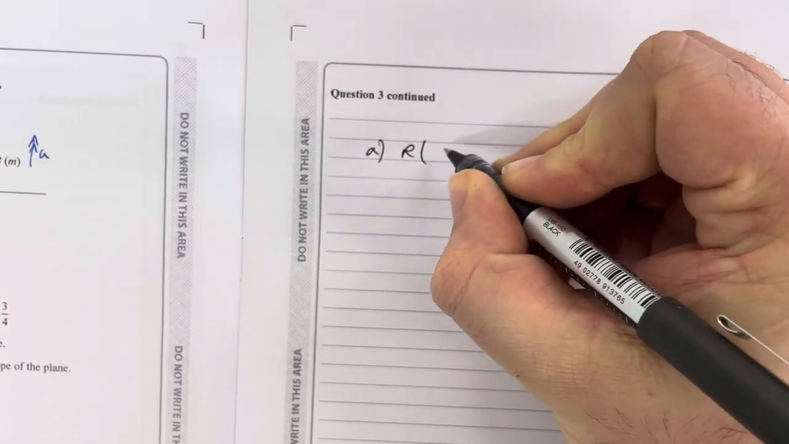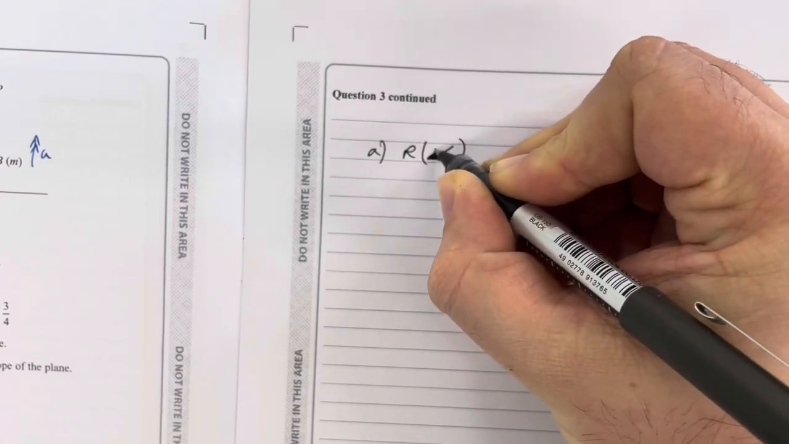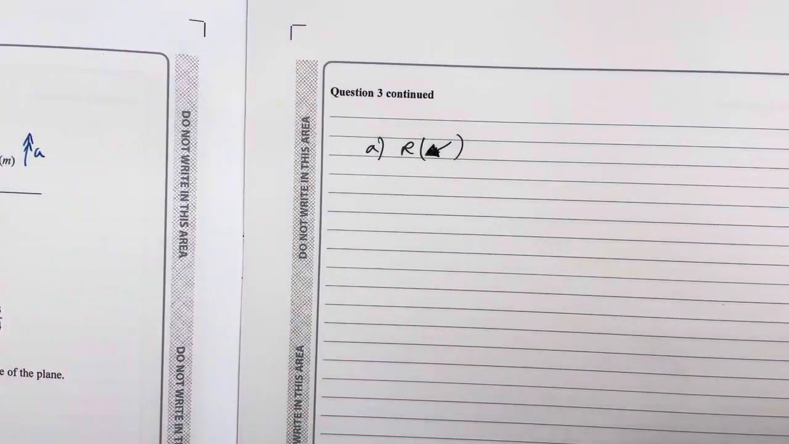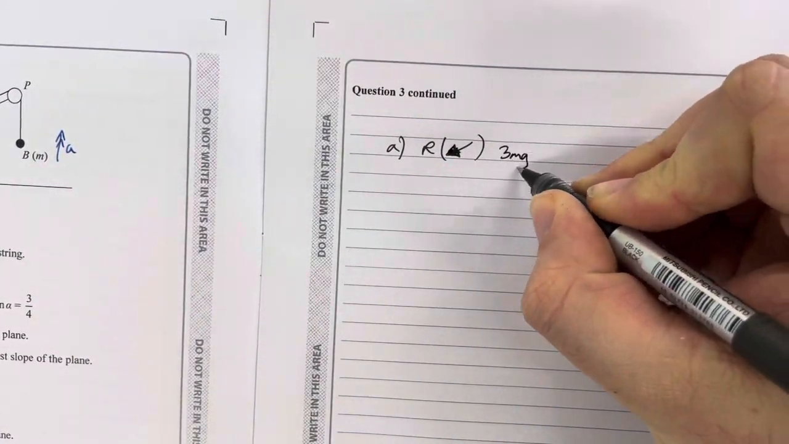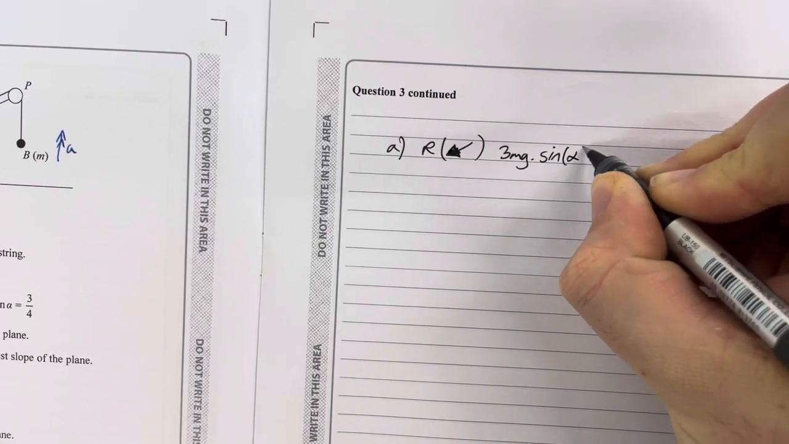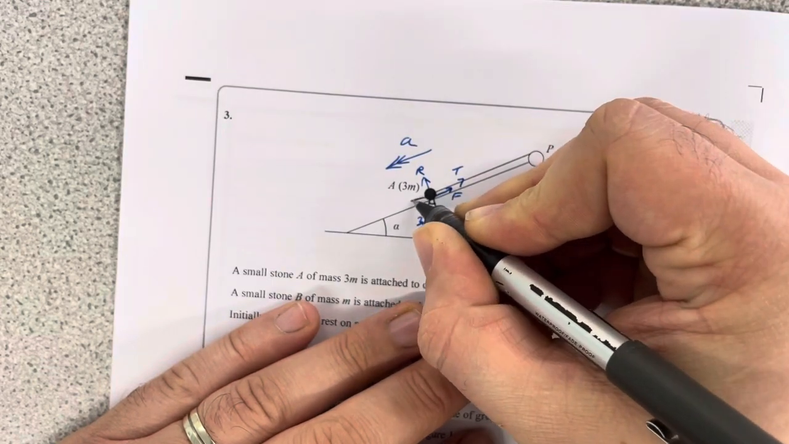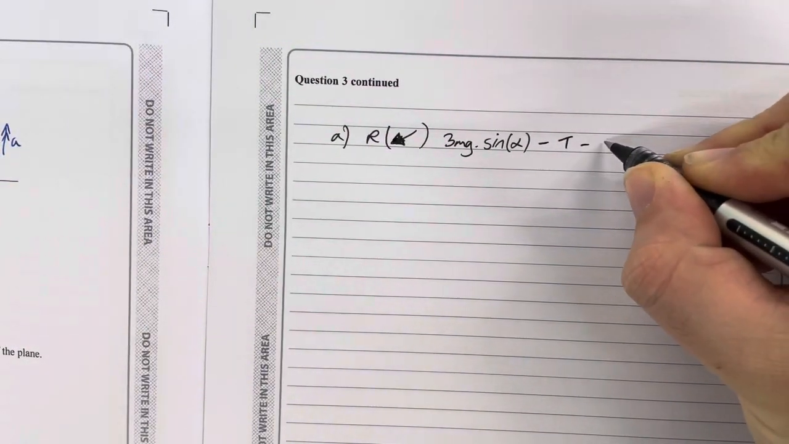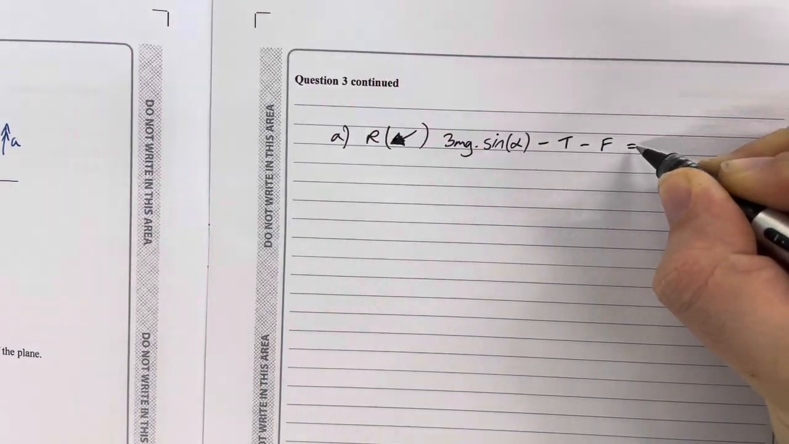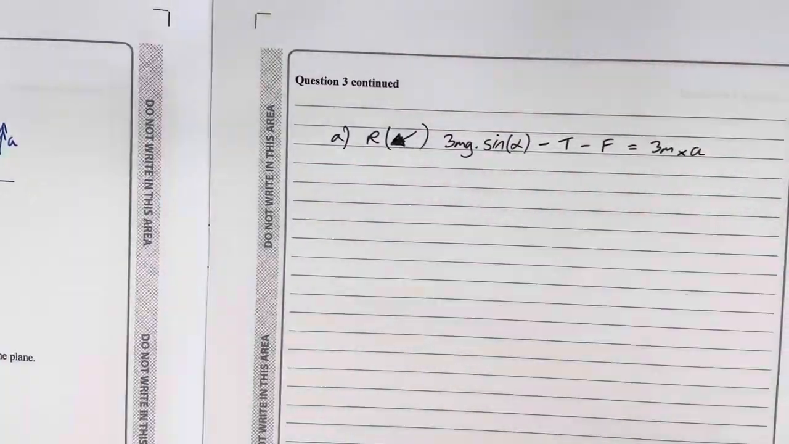So I'm going to resolve down the plane. So I'm just popping that notation in so that the examiner knows what I'm intending to do here. And we're going to have all the forces in the positive direction, which is going to be 3mg times sine of alpha. Okay, if that's alpha in there, then sine alpha will push it down the plane. So 3mg sine alpha minus the tension in the rope minus the frictional force. That's going to equal the mass, which is 3m, times the acceleration, which is currently unknown.